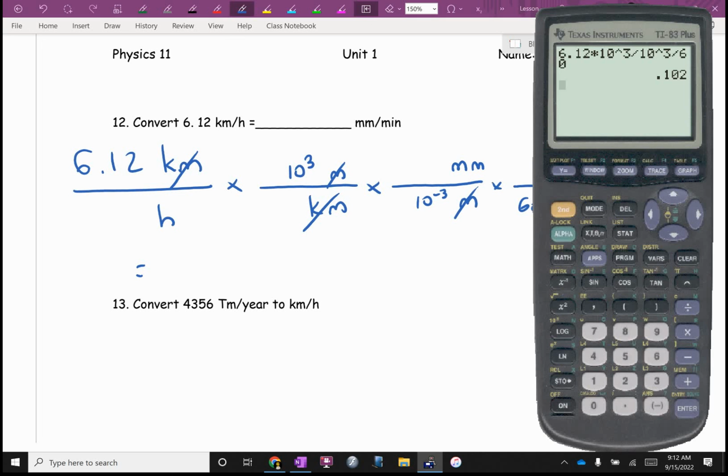Do you get 0.102? Or did I make a typo? I put 6.12 times 10 to the 3. I missed a negative 3, Mr. Dewick. That's what I missed. The negative didn't kick in. Is it 102,000? Yes. There you go.